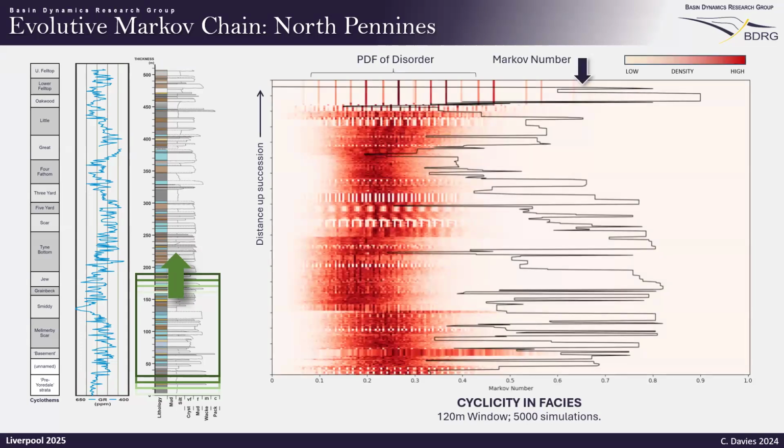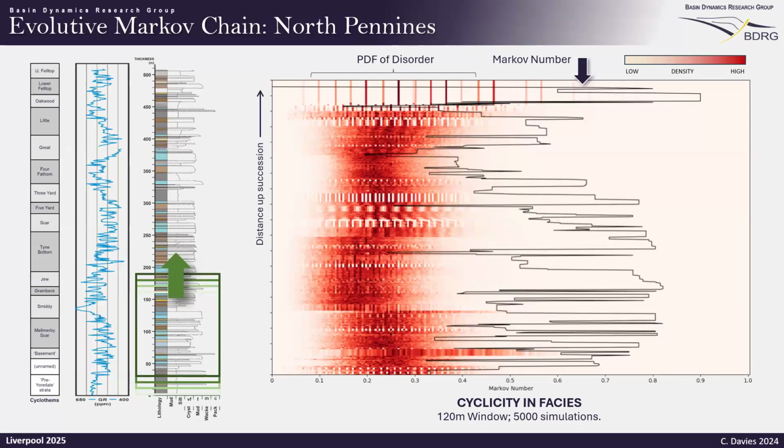So we did it, and we end up with something that looks like this. This is Markov number along the bottom, distance up the side. The black line is the Markov number, the sort of instantaneous Markov number for each point as we slide this window up. And the red smudgy bit is the probability distribution function of disorder. So we're representing it by color now, so the darker red is the peak of that disorder bell shape that you were seeing on the previous graphs.